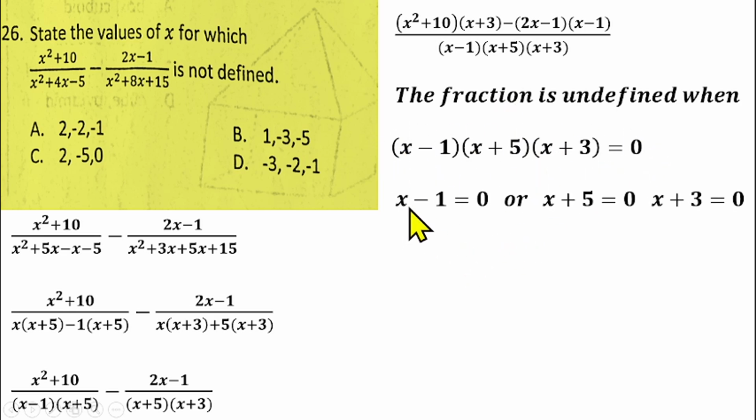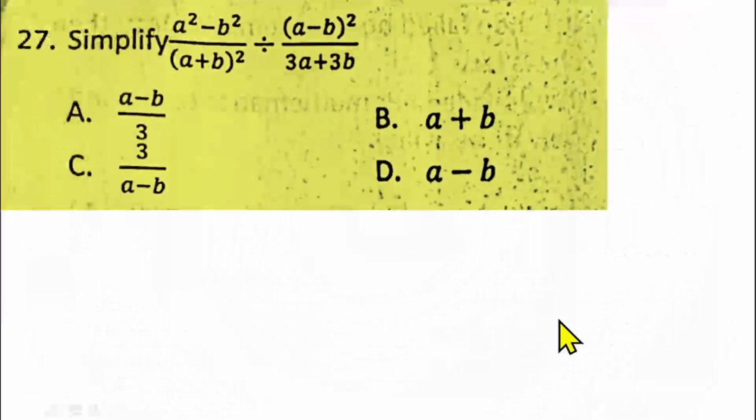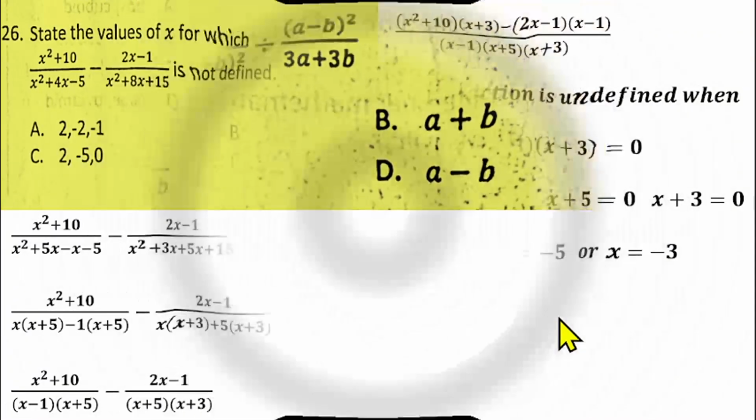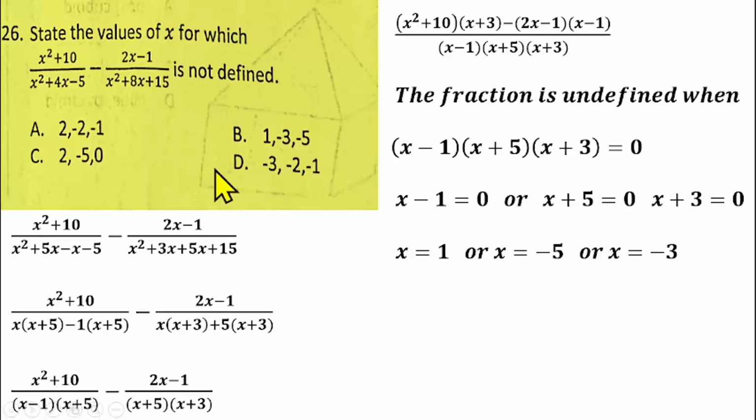So s minus 1 equals 0, or s plus 5 equals 0, or s plus 3 equals 0. From there, we'll be able to find our x. s will be equal to 1, s equal to minus 5, s equal to minus 3, which is what you're having here. So let's go back to check our options. And that makes option B, I think, the right answer for question number 26.